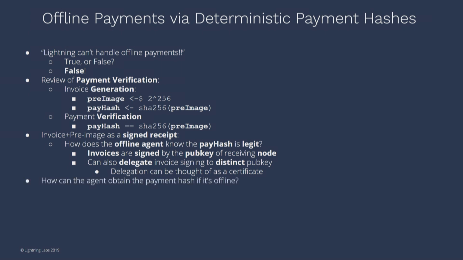And so one other question is, how does the agent obtain the payment hash, right? Typically, in the invoice generation step, everyone is generating these payment hashes randomly every single time, online. So the question is, how can we have something that's offline that is able to generate a payment hash without connecting to this other node that's online? The answer is basically, it doesn't need to, right?